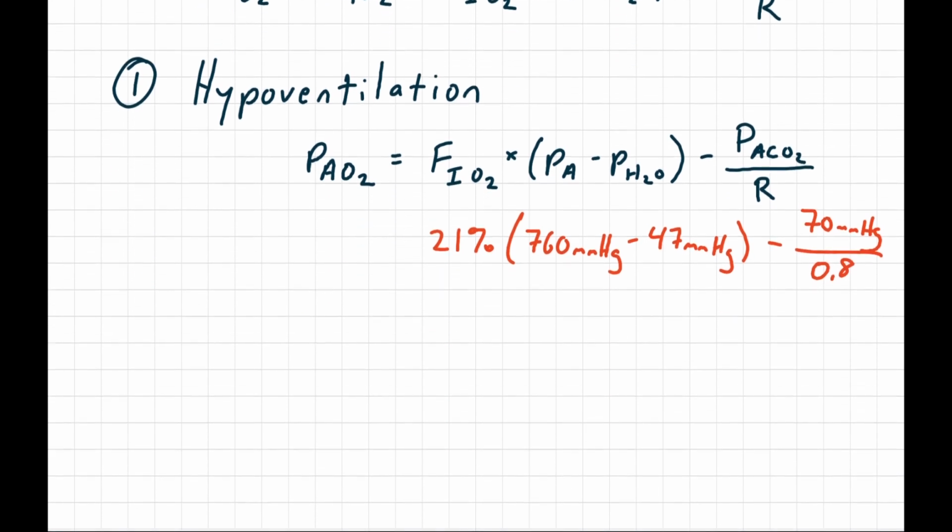You can use a calculator just as well as I can. This works out to be an alveolar oxygen partial pressure of 62 millimeters of mercury. If you refer to a hemoglobin dissociation curve, this is going to be a saturation of about 90%.